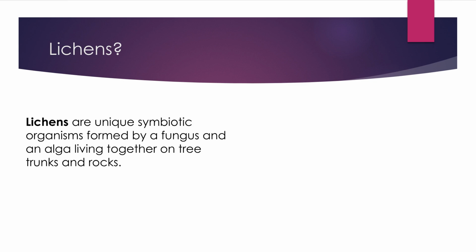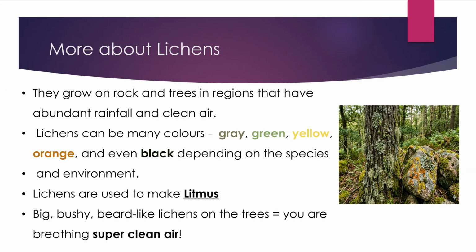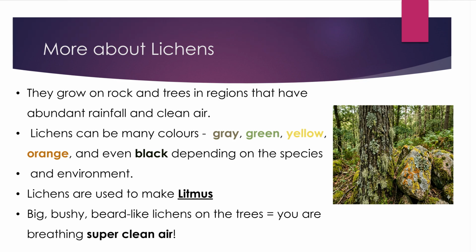Lichens are unique symbiotic organisms formed by a fungus and an alga living together. The alga makes food using sunlight, and the fungus provides protection and water, demonstrating a symbiotic relationship. Lichens grow on rocks and trees in areas with clean air and abundant rainfall. They come in many colors and are used to make litmus. Large, bushy lichens indicate super clean air.